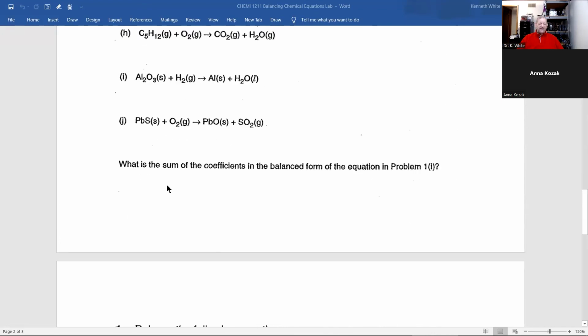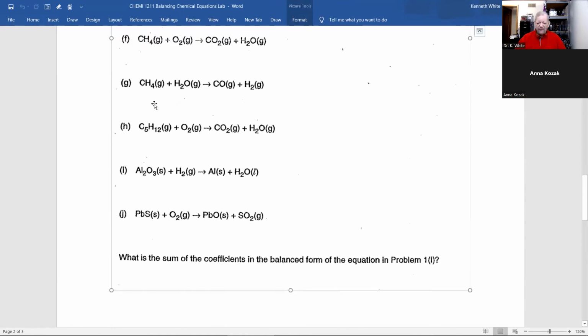Now, one thing that students forget, do you see right here where it says, what is the sum of the coefficients from the balanced form of equation problem 1I, or is that L? That's an L. Right here, this one right here, second to last. So you have to balance it and then add up the coefficients.